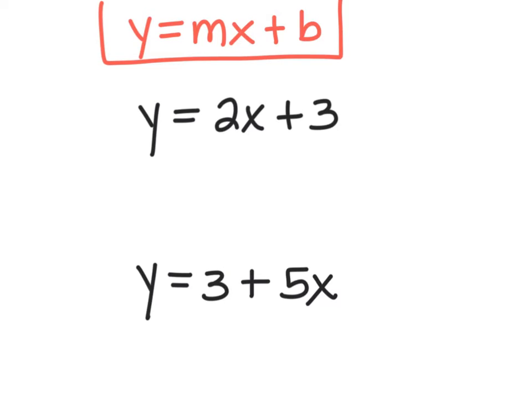You can see here that the 2 is going to give me my slope, and the 3 here is going to be my y-intercept. Again, that just matches up right here. There's my slope, there's my y-intercept.